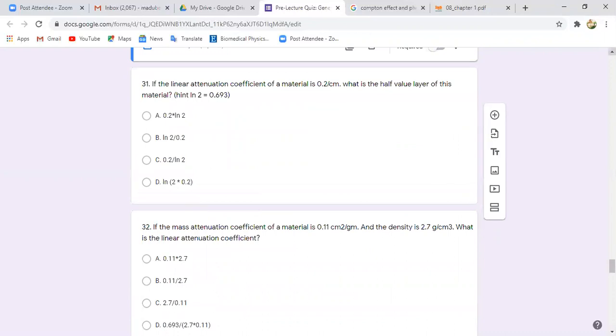31. In the linear attenuation, they have the half-value layer. This one is also straightforward. We use the same equation we used before: the half-value layer equals 0.693 divided by the linear attenuation coefficient.